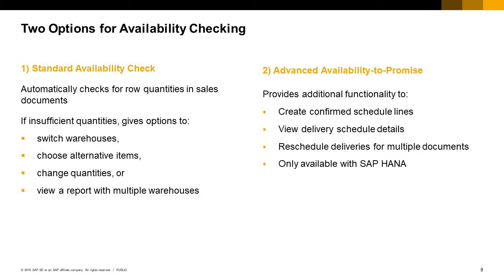The second option, the advanced availability to promise, provides additional functionality to create confirmed schedule lines with delivery dates for items checked and the ability to view schedule details for those items. If needed, you can reschedule deliveries for multiple documents. This option is only available if you are running on an SAP HANA database.